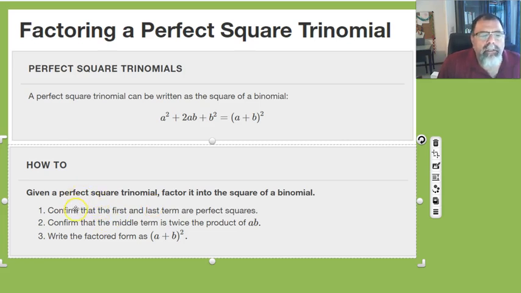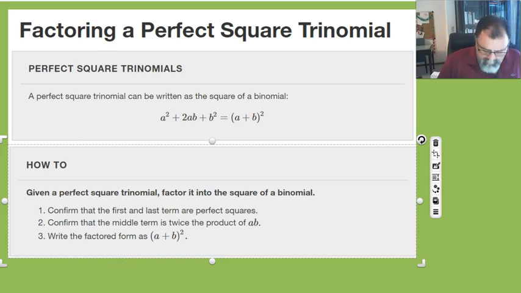So here's the process. If you notice that the first term and last term are perfect squares, then check that the middle term is twice the product of whatever a and b are, which are the square roots of the perfect squares. And if it is, then you can do the shortcut. You don't have to do any of those factoring techniques that we discussed before. It's just going to be the perfect square of the binomial.